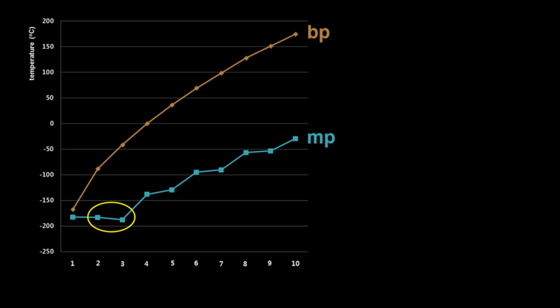A great example of this is ethane, C2H6, an even-numbered alkane. Its melting point is actually higher than propane, even though ethane has a lower molecular weight. That better crystal packing really shows how much symmetry matters when it comes to melting points.